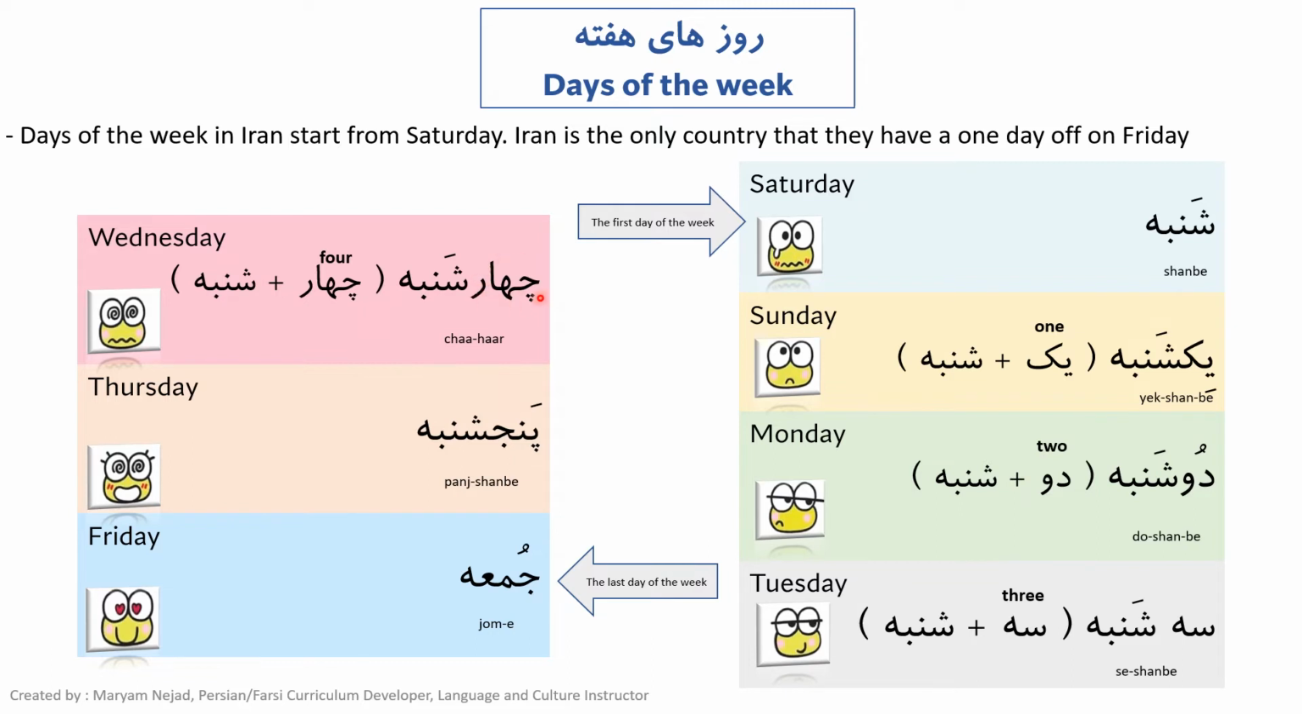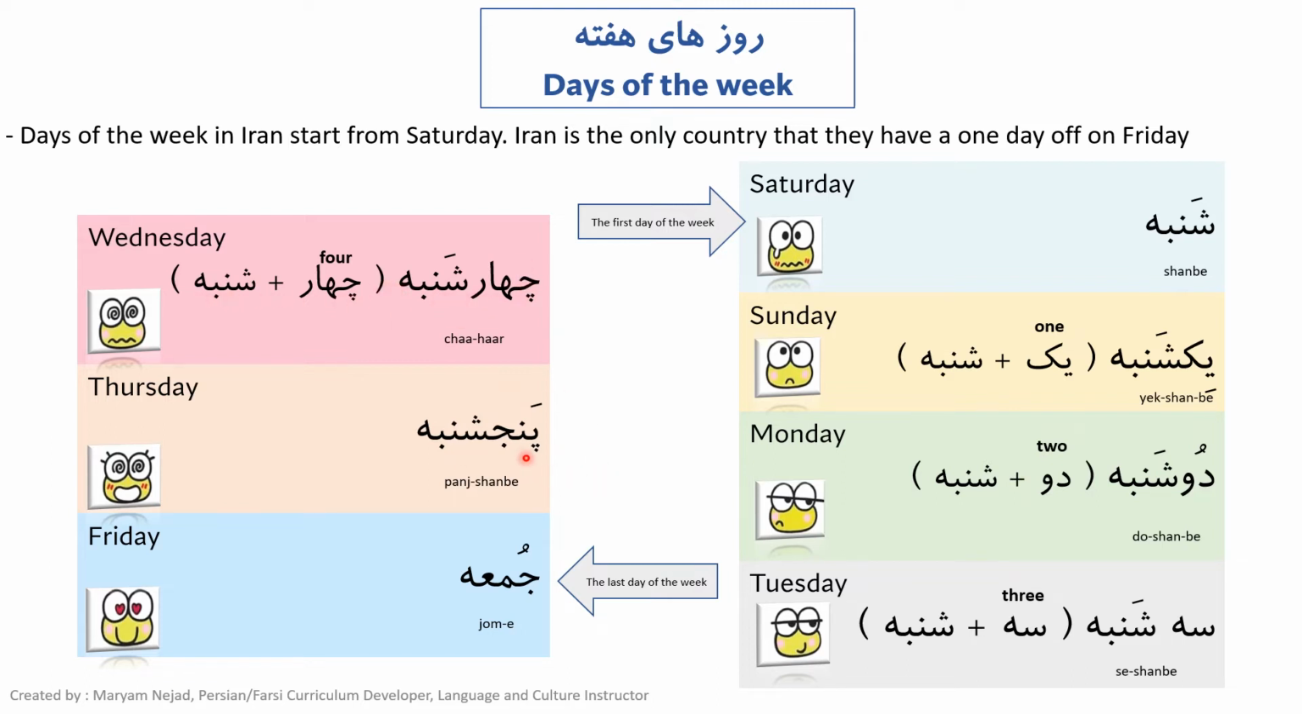Number 4 is a little bit tricky. The way we write it is kind of different than the way we pronounce it. It is written chehar, but when it comes to pronunciation, we pronounce it chahar. It's like we are adding a subtle aleph here, like chahar. So it would be chahar shambe.